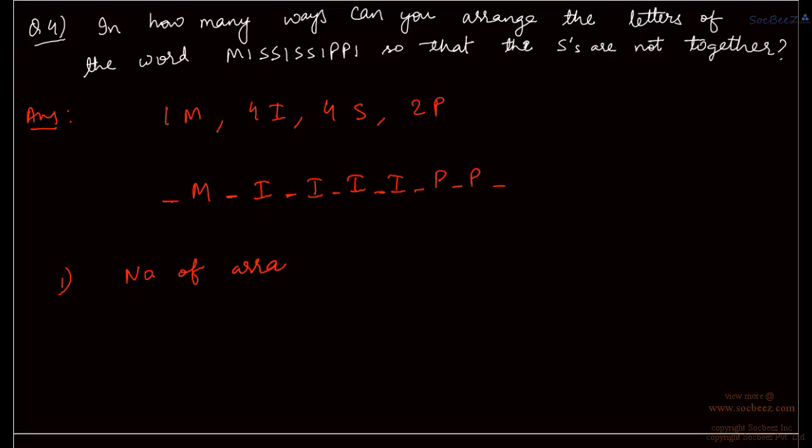The number of arrangements here is 7 factorial by 4 factorial into 2 factorial, right? So that is 5040 by 24 into 2. That's 48 in the denominator and 5040 here. So we have 105. Okay.